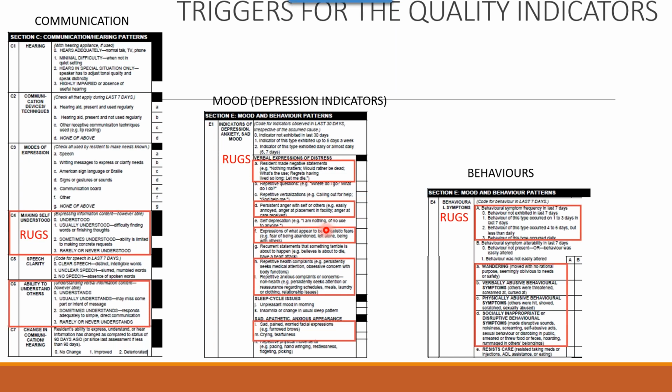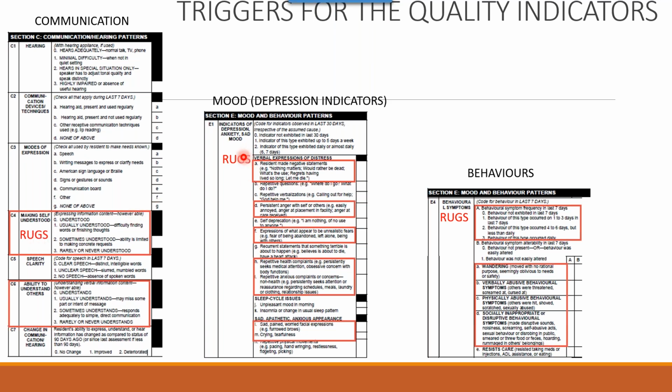Now these are the items. So for the communication quality indicator, you can see making self understood and ability to understand others, where 0 is that the person is understood, or they're rarely or never understood. Here you can see 0 is the person is independent or they understand, or here they never or rarely understand at the top end. Notice that this one item, making self understood, is a RUGS item. It contributes to the RUG score, and we'll look at the RUGS impact in a little bit.